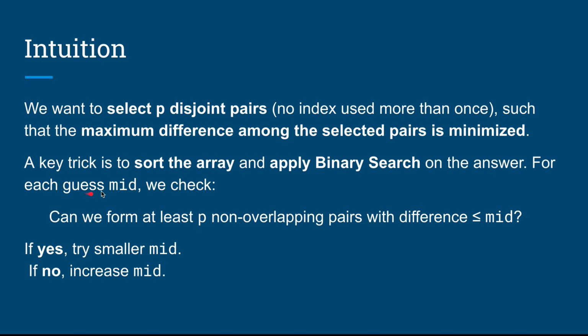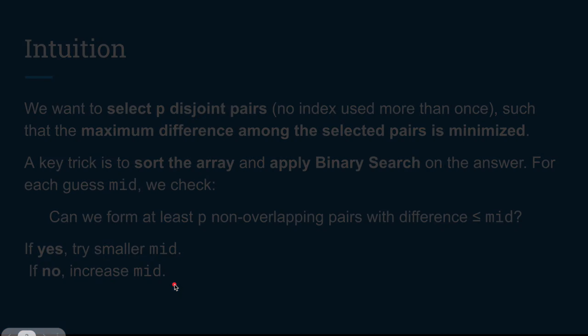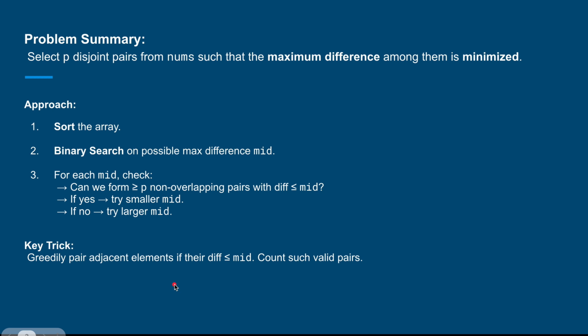For each guess, let's suppose mid, we will check: can we form at least p non-overlapping pairs where the absolute difference is less than or equal to mid? If yes, try a smaller mid; if no, increase the mid. Keep watching, you will understand.